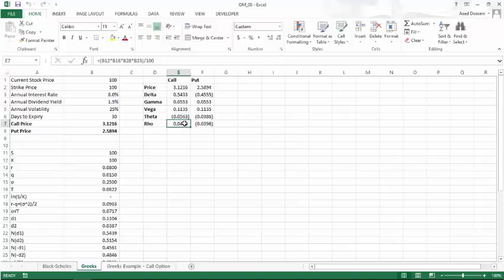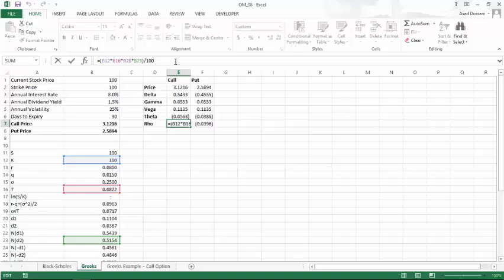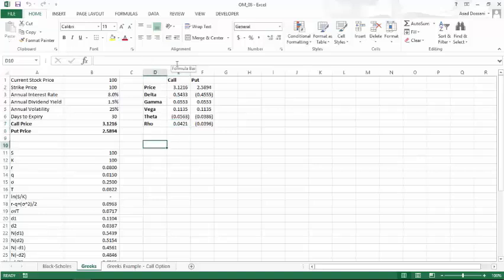Likewise with rho, rather than a change of 1 in the interest rate, we're looking at a change of 1%, or 1/100th. So that's why we divide it by 100. Again, this is standard stuff that we do. I wouldn't worry too much about the formulas. If you want to get into them, you can, but you don't need to. You can just use this calculator as it is.